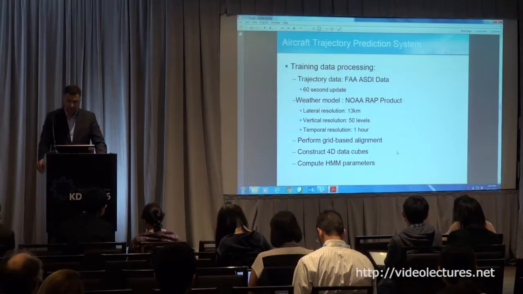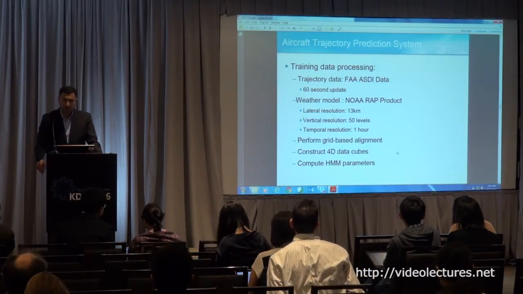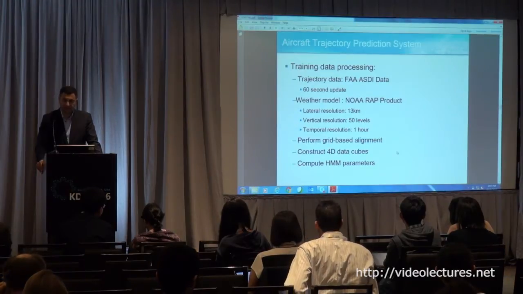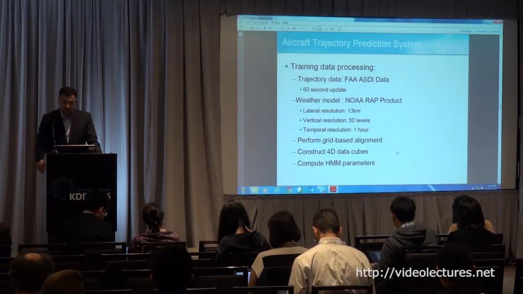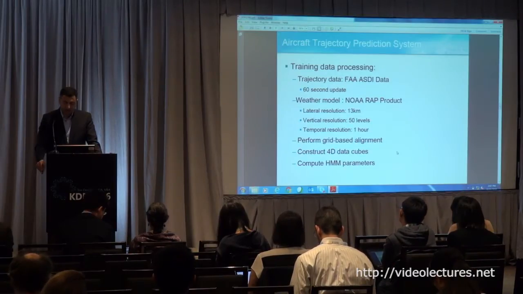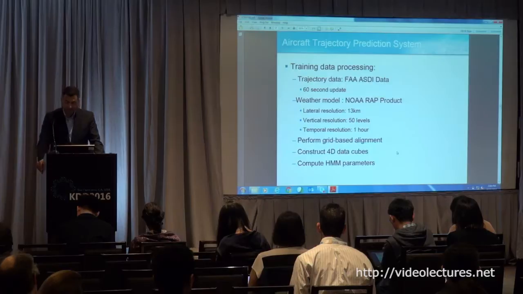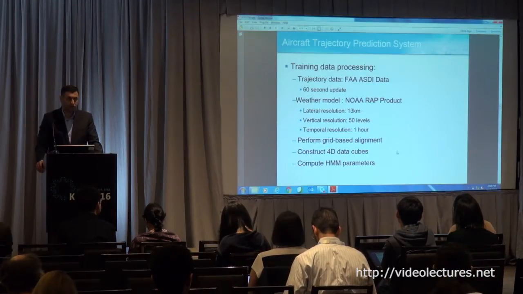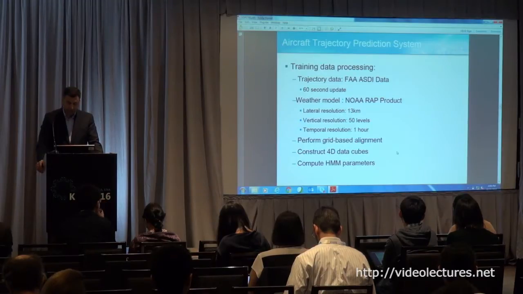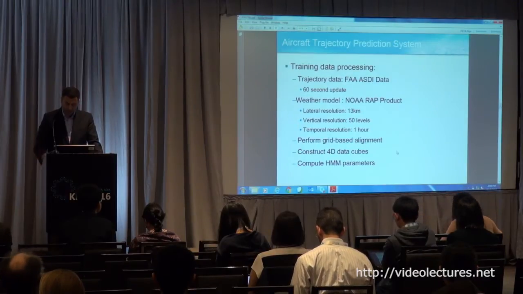In training data processing, we use Federal Aviation Administration's data. Temporally, it's 60-second updated radar recordings. For the weather model, we use NOAA's Rapid Update Cycle product. Its lateral resolution is 13 kilometers, the vertical resolution is made up of 50 levels from ground up, and its temporal resolution is 1 hour. So the weather observations are recorded once an hour. Using the trajectory and weather data, we perform grid-based alignment, then we construct 4D data cubes, then we compute HMM parameters.